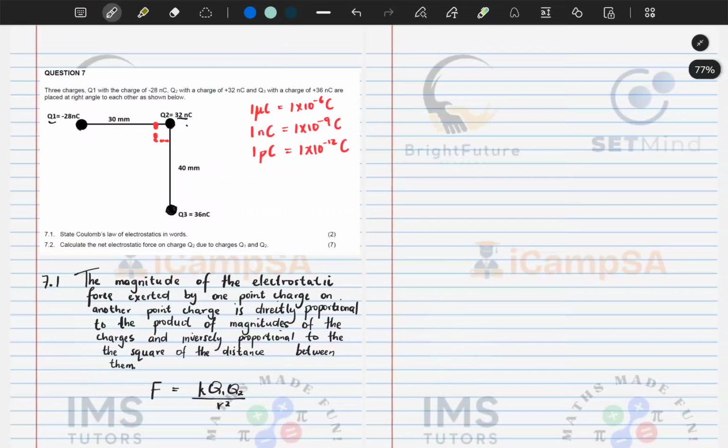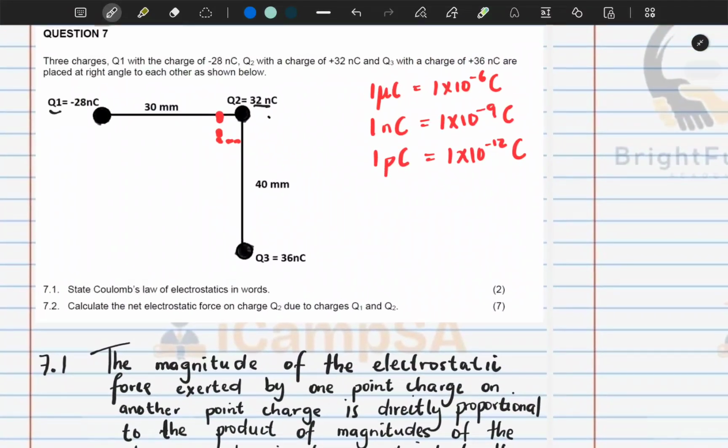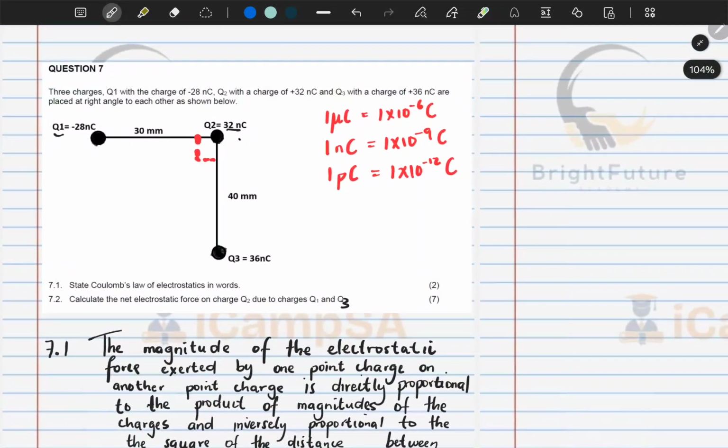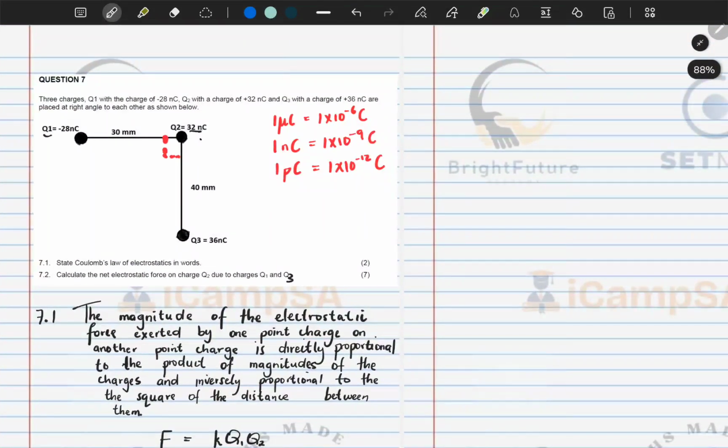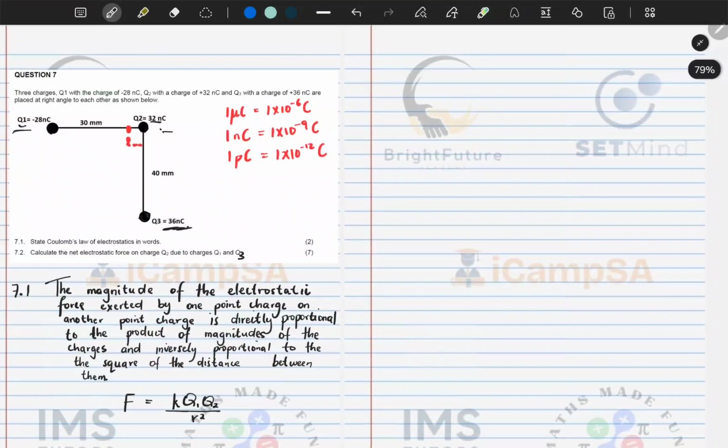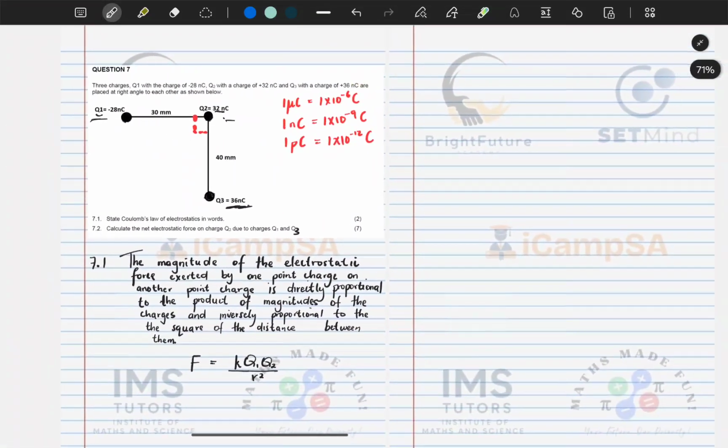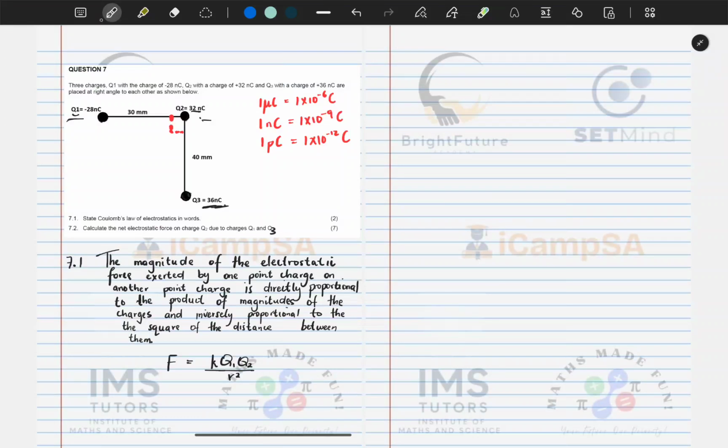Next we are asked to find the net electrostatic force on charge Q2 due to charges Q1 and Q2. I think there's a mistake here. I think they meant Q1 and Q3. Because this is Q2, this is Q3, and they mentioned both Q1 and Q2, so we'll assume they meant Q3. It was probably corrected during the exam, hopefully. Otherwise, that was going to be a huge blunder.